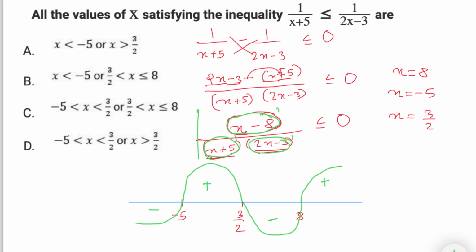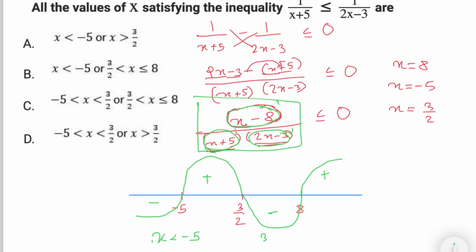But you want this entire expression to be either less than or equal to 0. So x has to be less than minus 5, or x has to be between 3 by 2 and 8. Well, the expression can also be equal to 0. So x can also be equal to 8 for that matter. But x cannot be equal to 3 by 2 or minus 5.